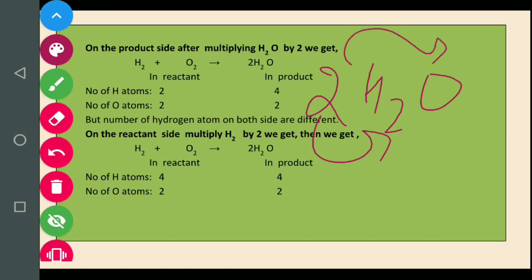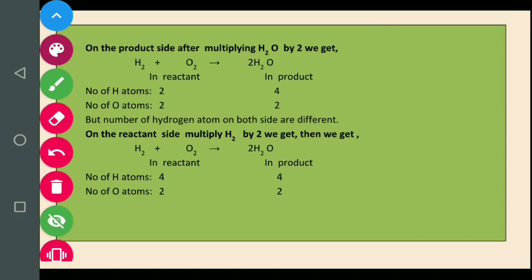Because of adding these two, the number of hydrogen changed. Earlier there were only 2 hydrogen. Now because of this 2, there are 2 times 2, that is 4 hydrogen, and oxygen becomes 2. Now you can see on the reactant side hydrogen remains the same, it is 2, but on the product side the hydrogen are 4. On the reactant side oxygen is 2 and on the product side oxygen is also 2 now. But again this reaction is unbalanced, hydrogen is not balanced.